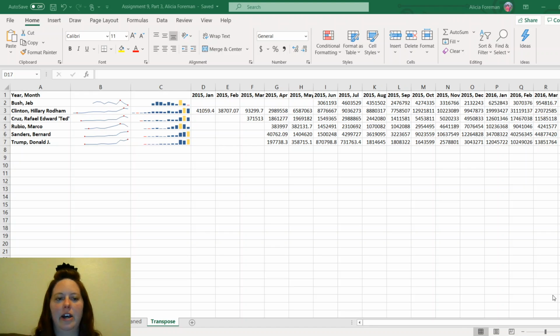Today we have to talk about the third part to assignment 9. And in this section of work, we learned about SPARKLINEs that you can insert into Excel. You can also do this in Word. However, we only did this in Excel this time.